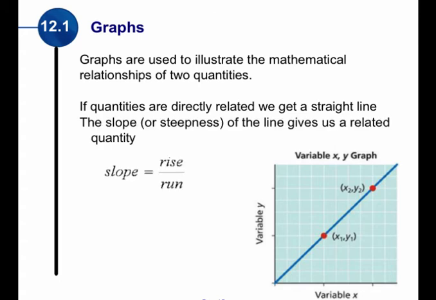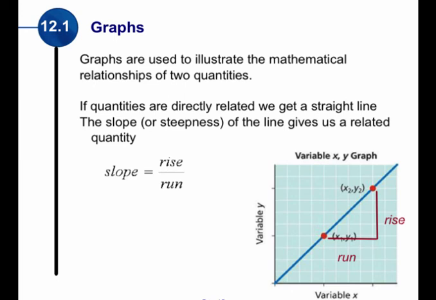The slope or steepness of the line gives us a quantity, a related quantity. And we can find the slope of the graph just by finding any 2 points and then dividing the rise by the run. And the rise and run are really just the distance between those points. Rise is how far up we've gone. Run is how far over. So in this picture, we would have the rise and run to get to the second point.